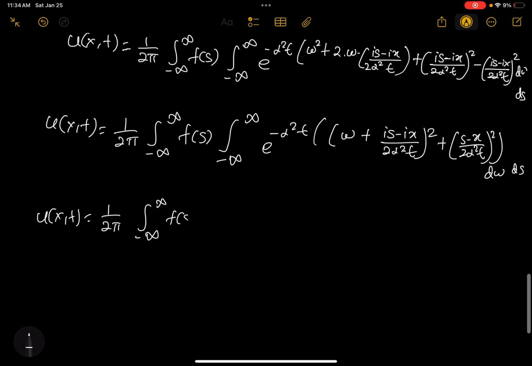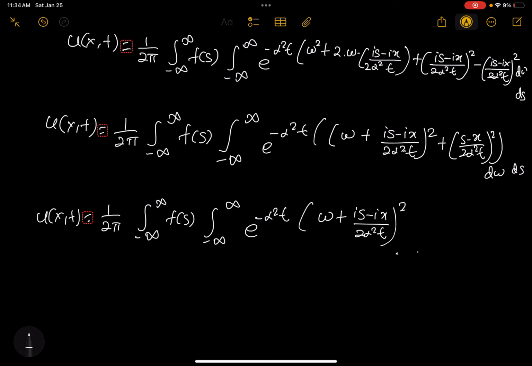Integral from minus infinity to infinity of f of s, integral from minus infinity to infinity of e to the power minus alpha square t. Now first of all I can write it as omega plus i(s minus x) by 2 alpha square t, squared. Then I can write s minus x as x minus s squared, for no particular reason. And 4 times this is just alpha square t, because there's a square, so that cancels out. And now this is just d omega ds.